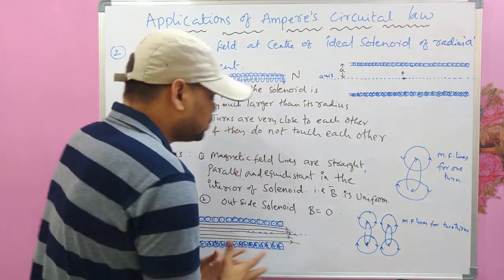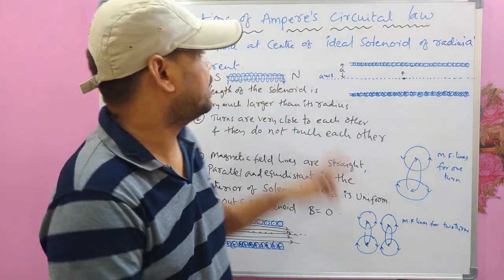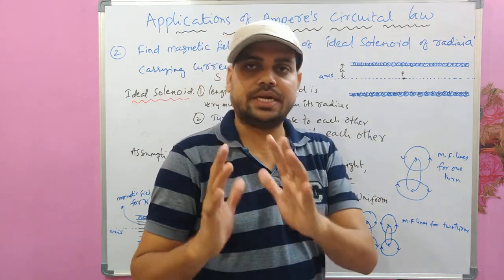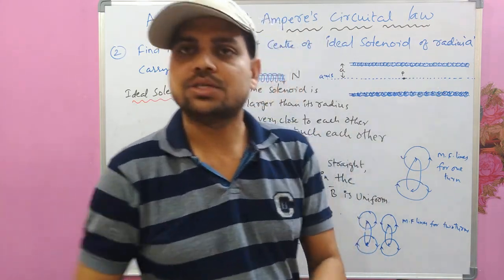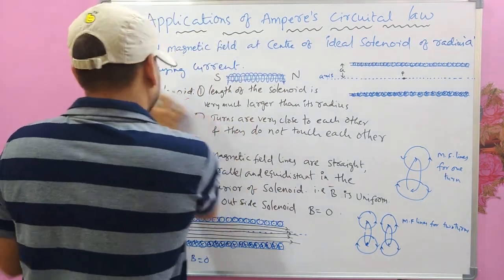Okay, so with this knowledge of the solenoid, now let us try to find out the magnetic field at the center of an ideal solenoid, whose radius is a and carrying current I through each turn. Okay, so now we will see that.